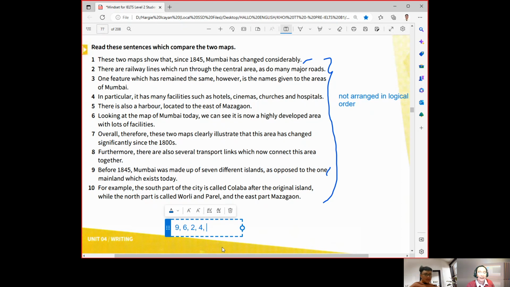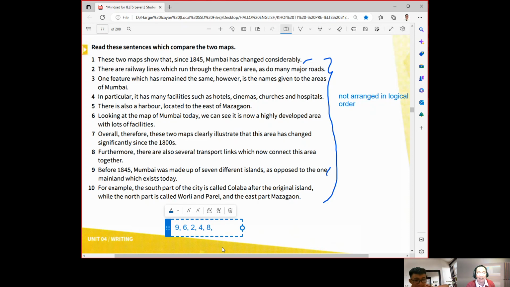Number 3? No. Not so, there are particular sentences before. Number 8. That's correct. See, there would be connections, right?